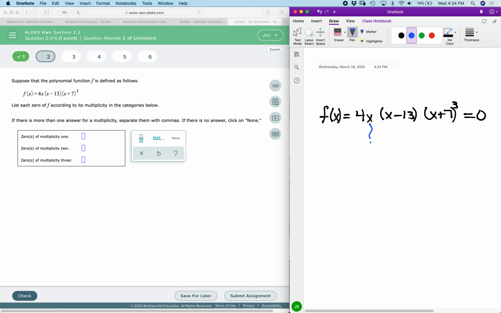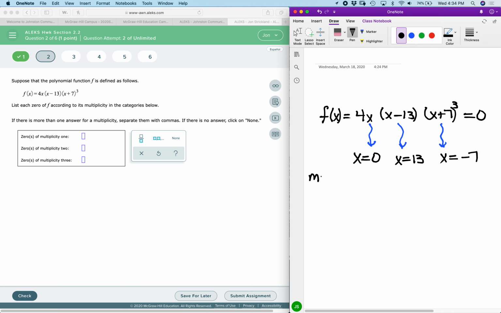So with x, if I set 4x equal to 0, or just x equal to 0, I have x is equal to 0. For x minus 13, if I set x minus 13 equal to 0, I have that x is equal to 13. And in the case of the cube of x plus 7, if x plus 7 is equal to 0, I have x is equal to negative 7.